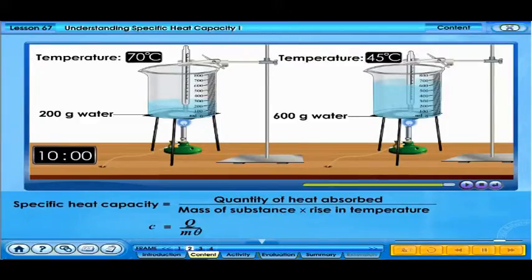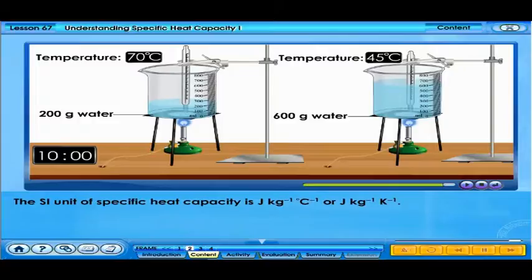Specific heat capacity equals quantity of heat absorbed over mass of substance times rise in temperature, or C equals to Q over m theta. The SI unit of specific heat capacity is joule per kilogram per degree Celsius, or joule per kilogram Kelvin.